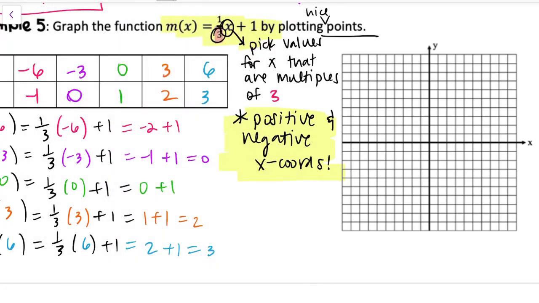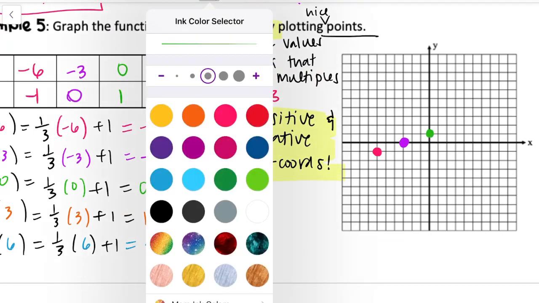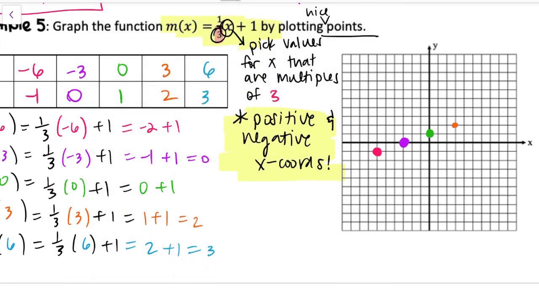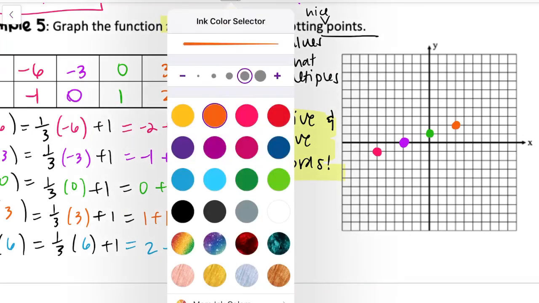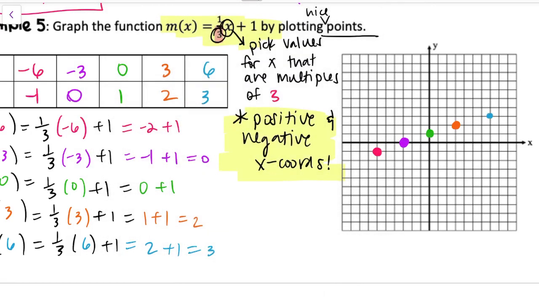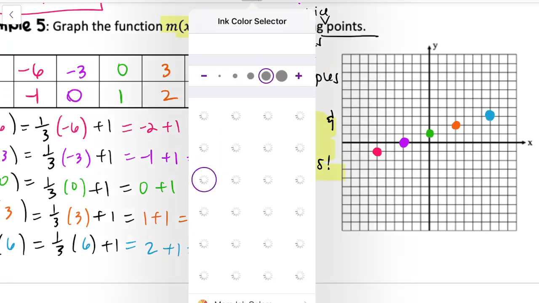So we've got -6, -1, so we're moving left 6 and down 1. Then we've got -3, 0, so left 3, up and down 0. And we've got the pair 0, 1, left or right 0, up 1. And the point 3, 2, so we're moving right 3 and up 2. And lastly, we've got 6, 3, so we need to move to the right 6 and up 3.